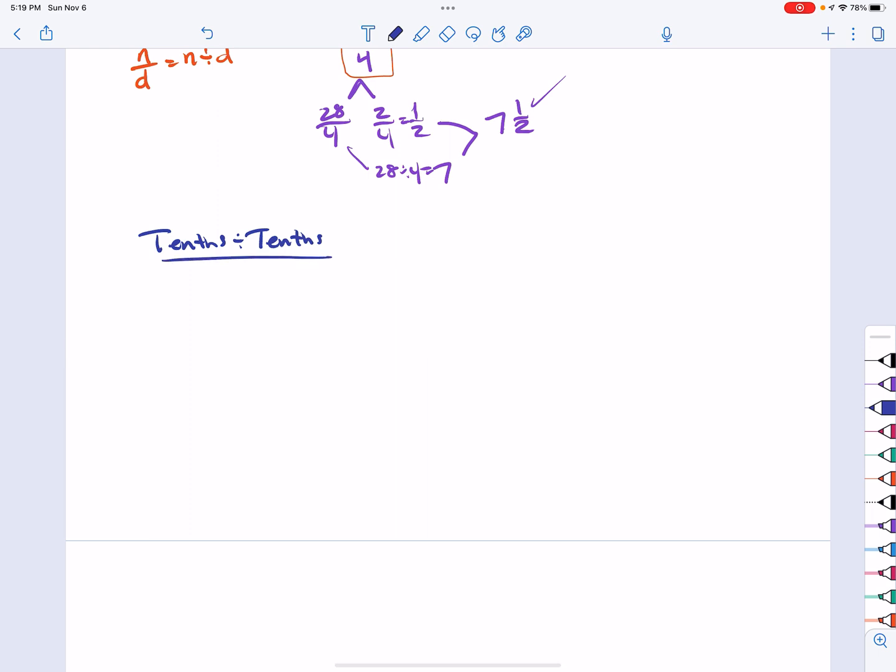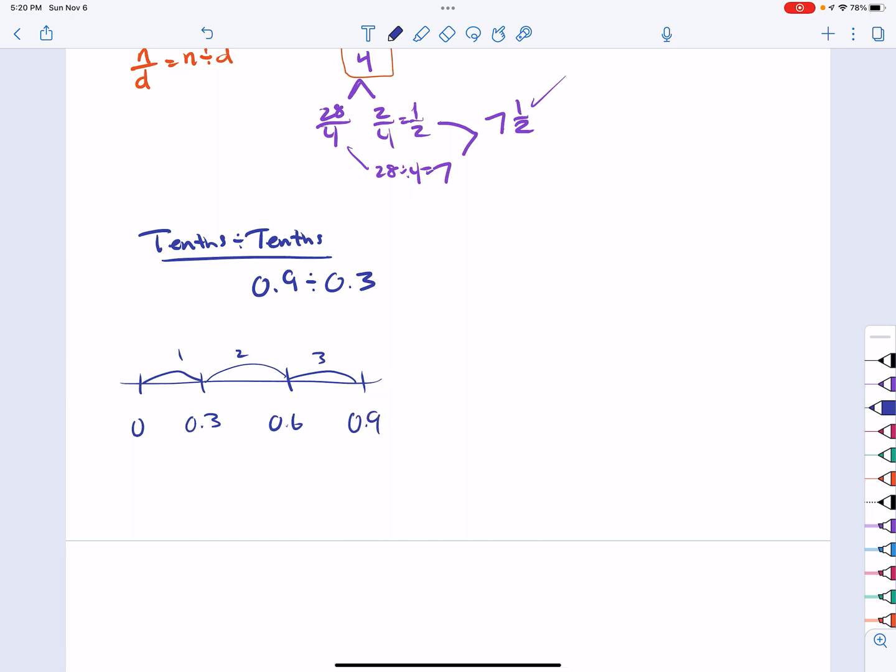So tenths divided by tenths, if our example problem is 9/10 divided by 3/10, I'm going to go like a number line on this one. I suppose we could do that. We're starting at 0. If we make one jump, we would land on 3/10. If we make another jump, that gets us to 6/10. And if we make a third jump, that would get us squarely on 9/10. So this seems like the answer should be 3.